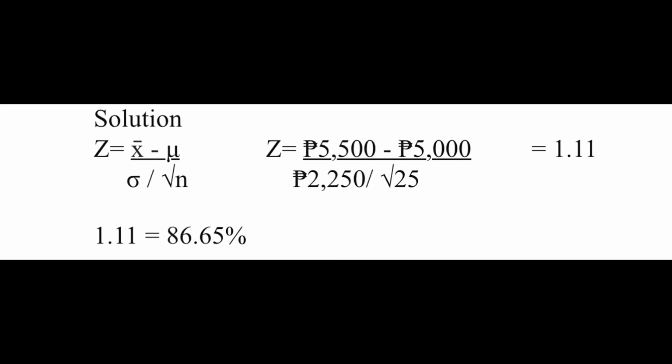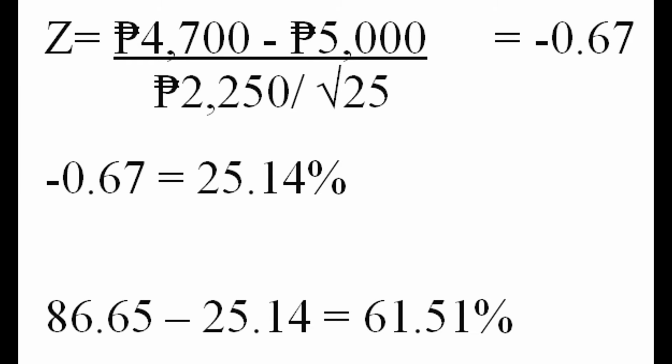Now this will be for the second one. X bar minus mu all over standard deviation over square root of n. Now let us convert it into our given problem. 4,700 minus 5,000 all over 2,250 over square root of 25, and after we compute, the final answer will be negative 0.67.